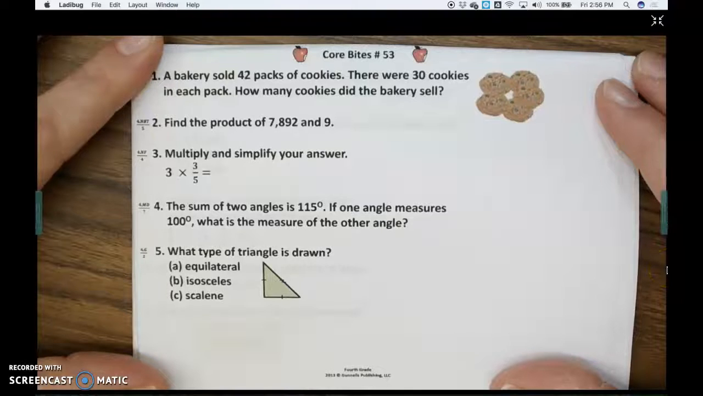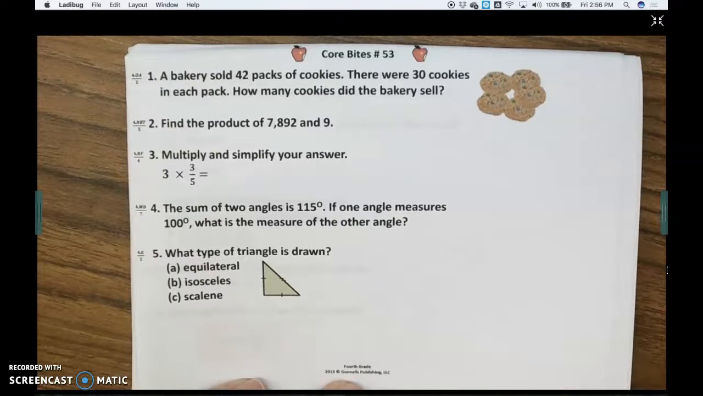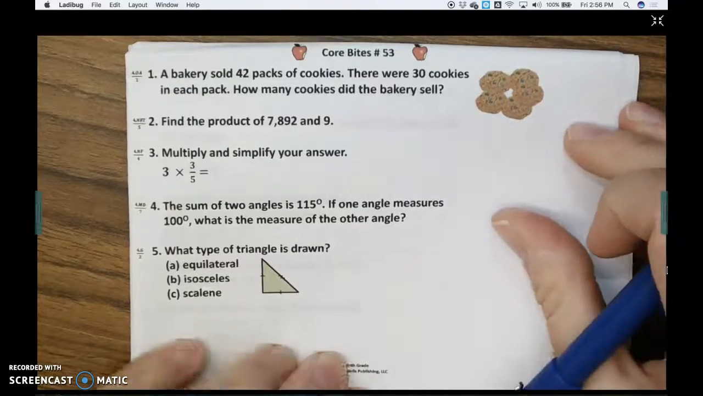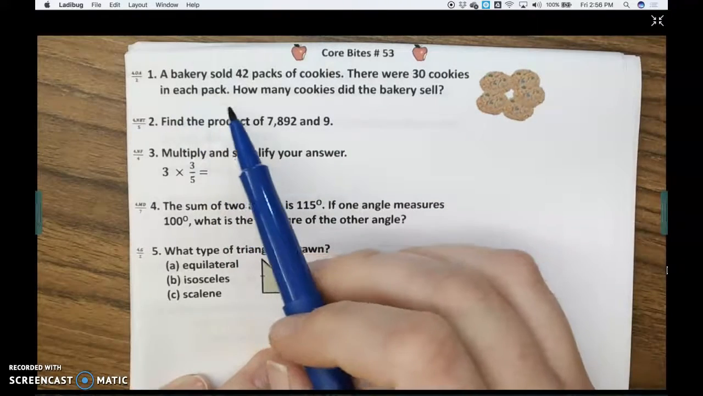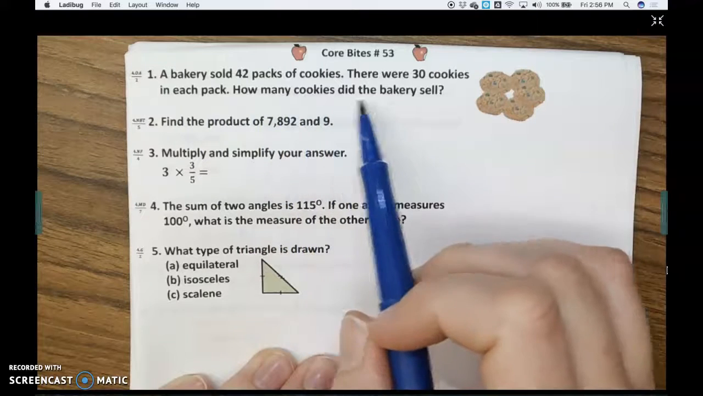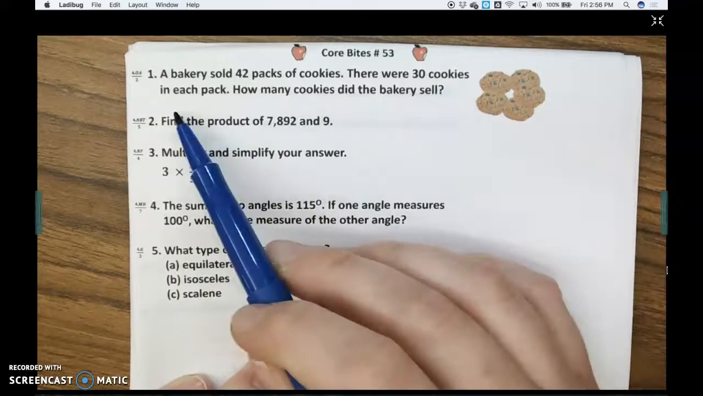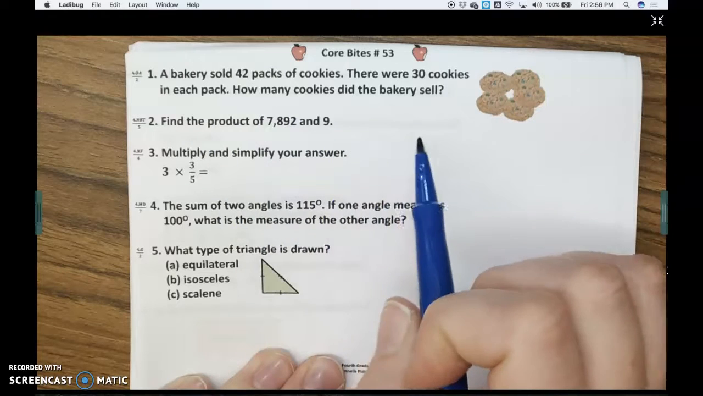All right, everybody. So here's your core bites number 53. Make sure you make your corrections on your paper. And the first one has some cookies here. Some of us might already be thinking of Christmas cookies. A bakery sold 42 packs of cookies. There were 30 cookies in each pack. How many cookies did the bakery sell?